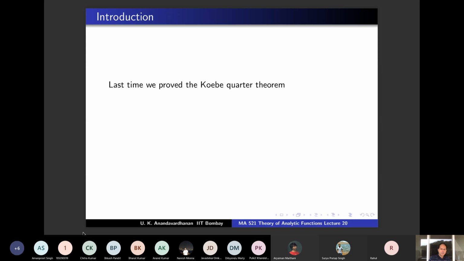So, Koebe quarter theorem, what did it say? It said that if you have a univalent function on the disk, normalized so that f(0) = 0 and f'(0) = 1, then the image of the open unit disk contains, of course it will contain some disk by the open mapping theorem, but you can say that it contains the disk centered at 0 with radius 1/4. And I asked you to check in this assignment that 1/4 is sharp. You can't improve that bound in general.